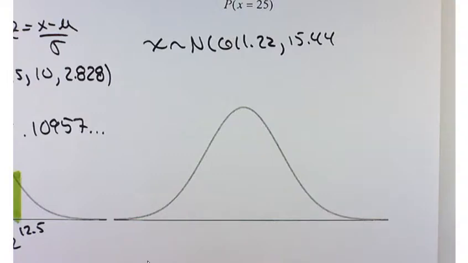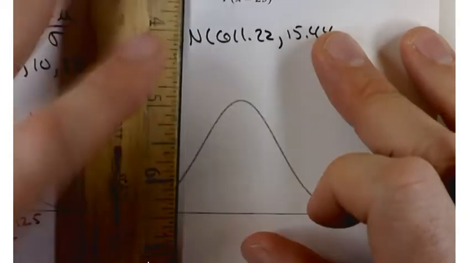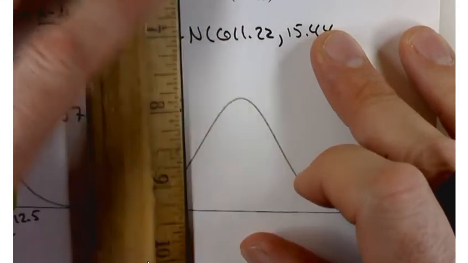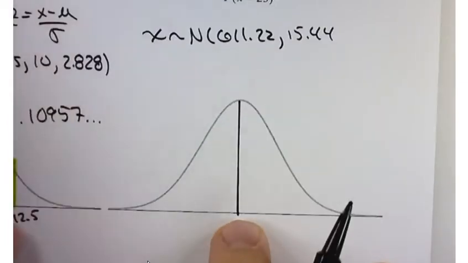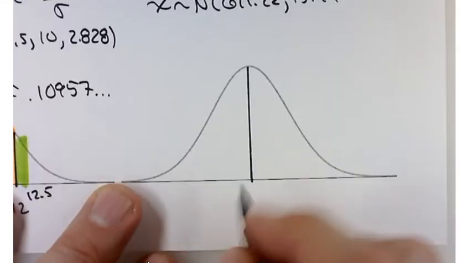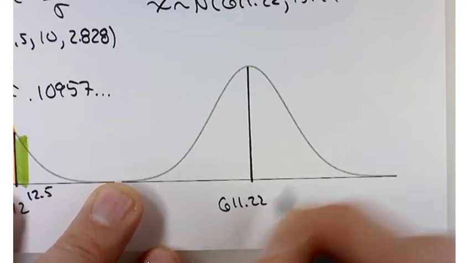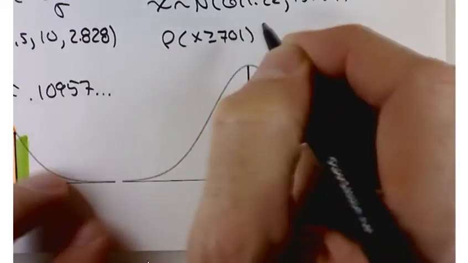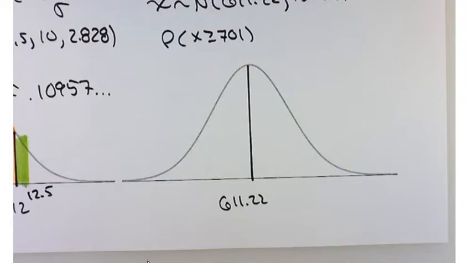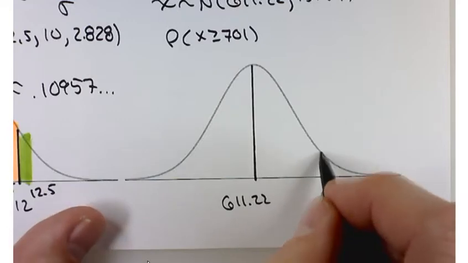Personally, I think it's a really good idea to label your distributions, to draw it, because it can help you catch mistakes. Charbel, what should I label this vertical line with? Thank you. 611.22. Now I'm trying to find the probability that x is greater than or equal to, what, 701, wasn't it? Let's just double check. Yeah, 701. So 701 is clearly going to be someplace over here.